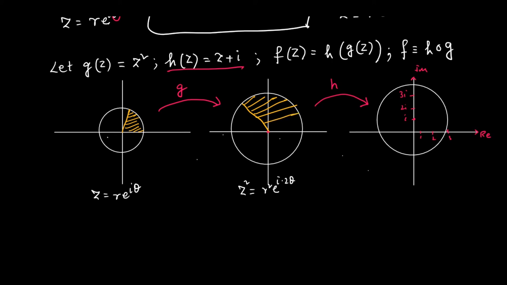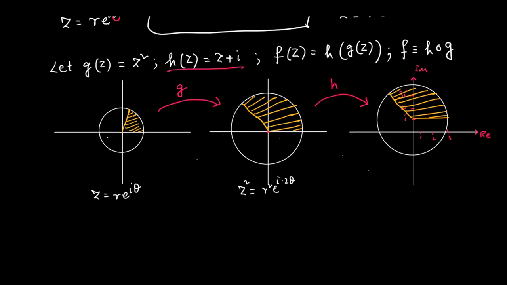That region will be, under the effect of g, mapped to a region something like this, maybe a region like this. And under the effect of h, it will further move to a region. Everything will remain the same, only the center will shift from origin to this i, 0. That means the region will shift like this.